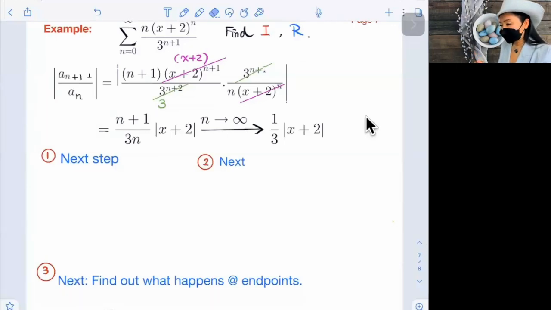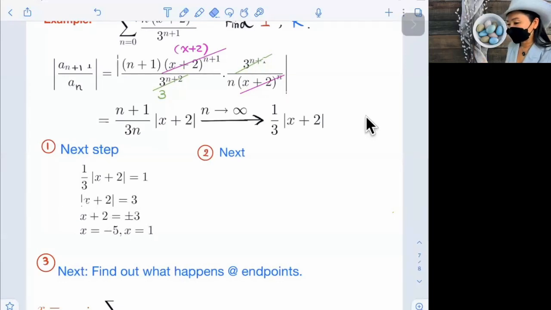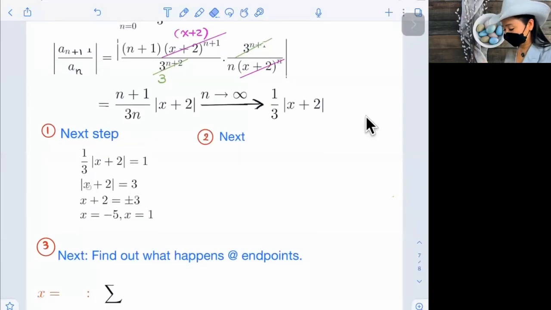And then the next step over here is you're going to set that equal to 1 to find the endpoint, right? And then you got x equal to -5 or 1. Okay, you got this part here. Good job on that one.